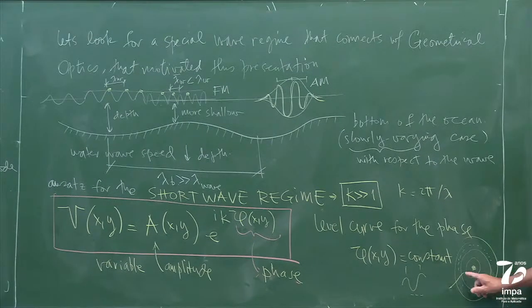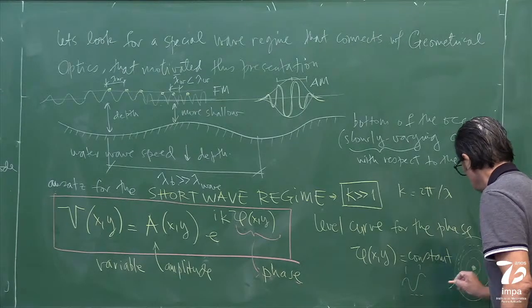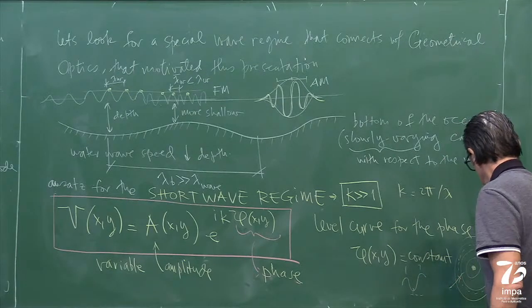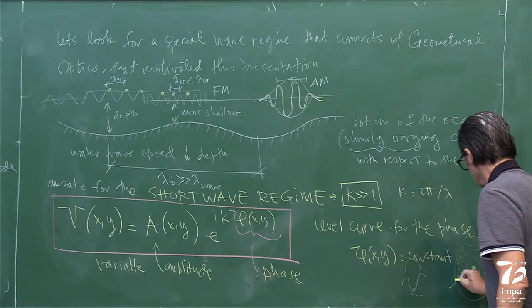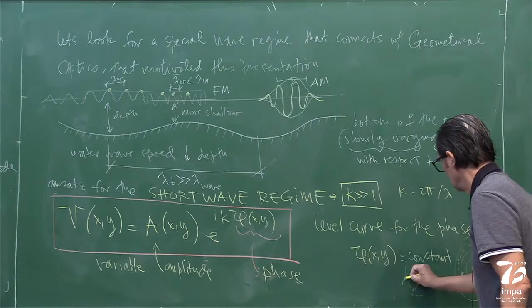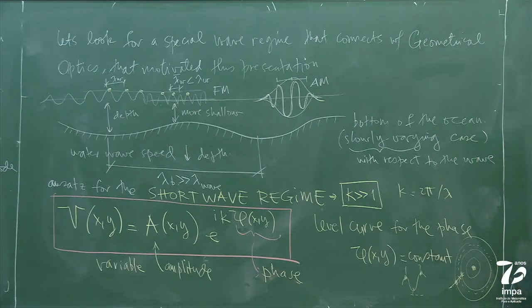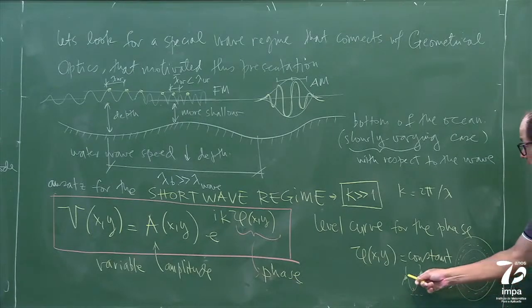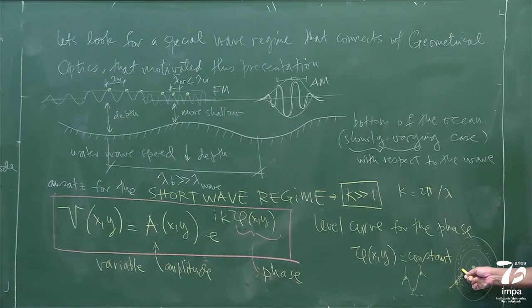If I throw a stone and I do this cut here, this point here and this point here are here and here, depending on which phase I choose. So the level curves for the crests are the solid lines. The level curves for the trough are the dashed lines.